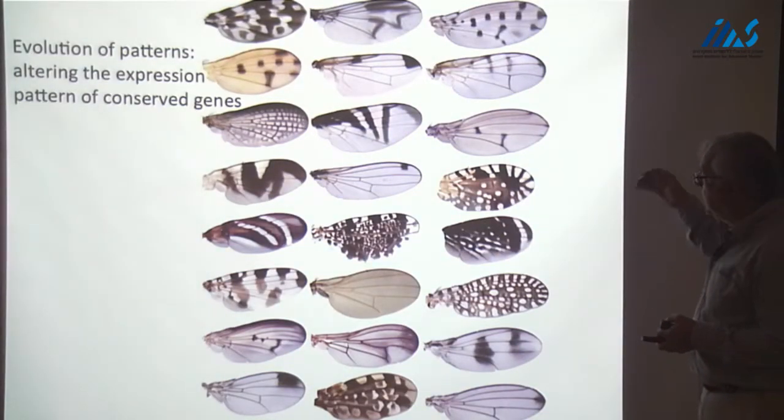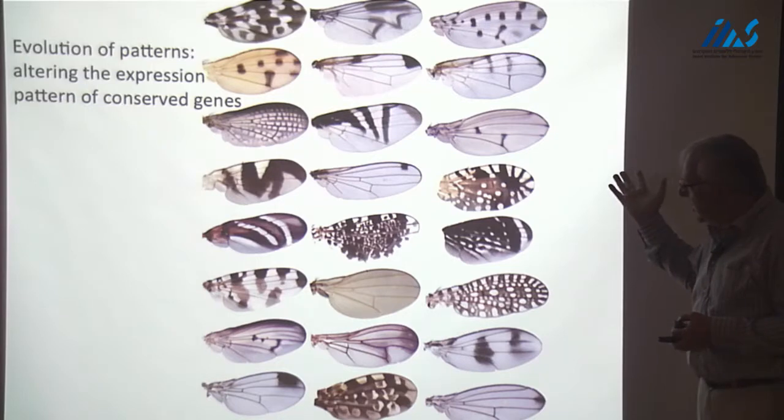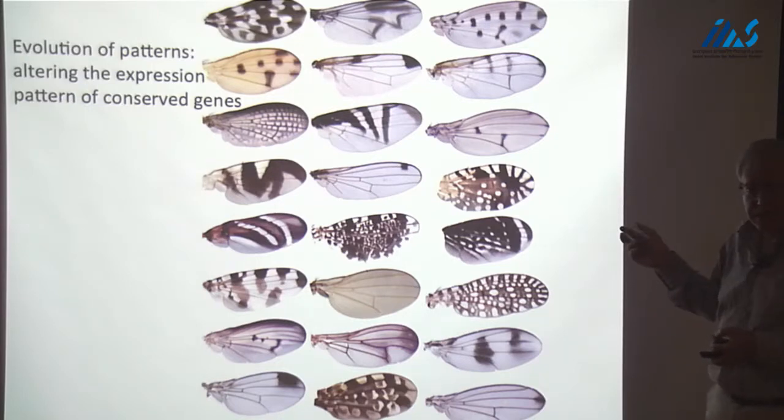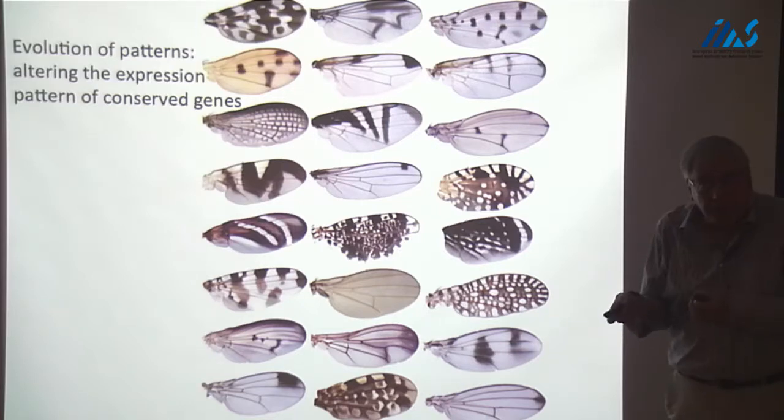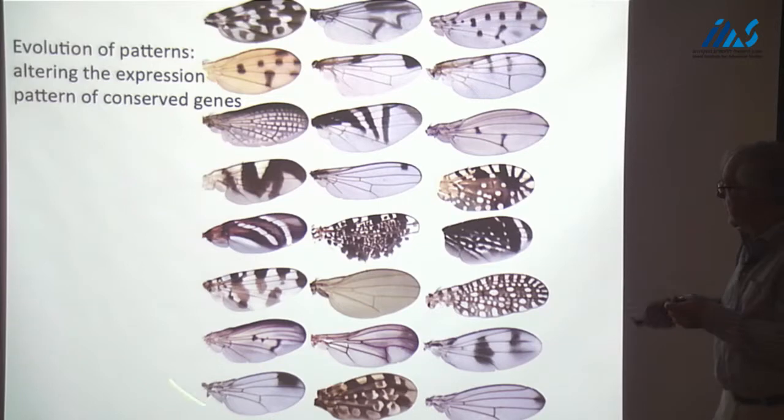These are wings of different fly species that have diverged over the last 60 million years. And every species, as you see, has a very typical pattern of pigmentation. In all cases, it's exactly the same proteins that produce the pigment in each of these species, but the position where these genes will be expressed in the developing wing is what determines the final pattern.